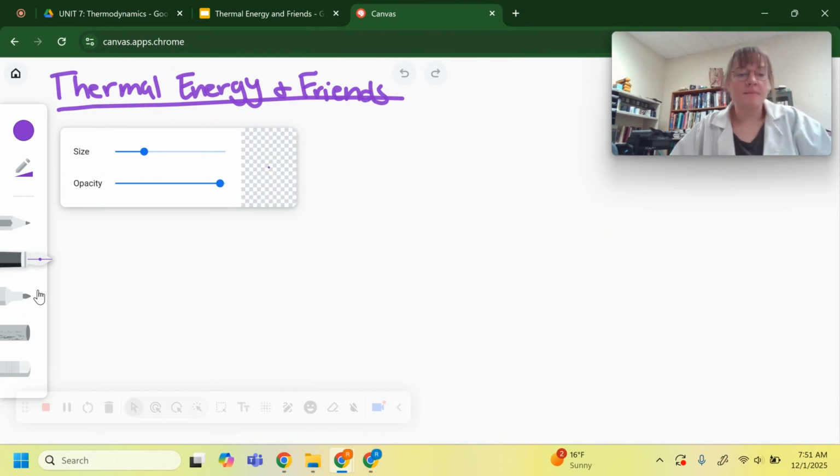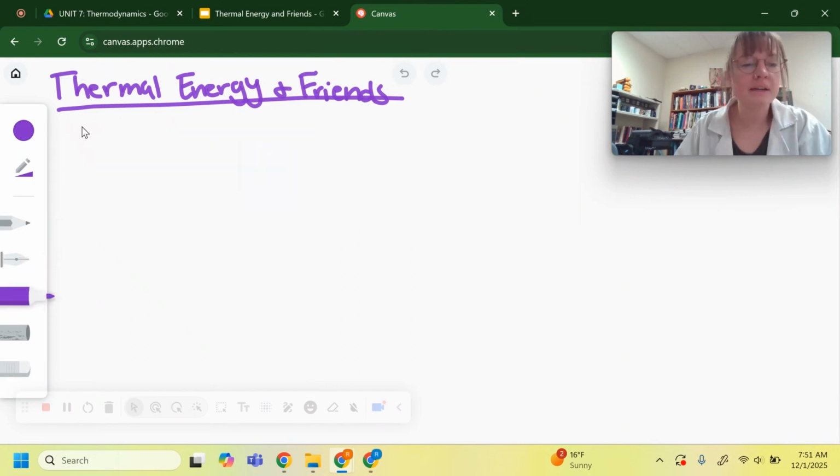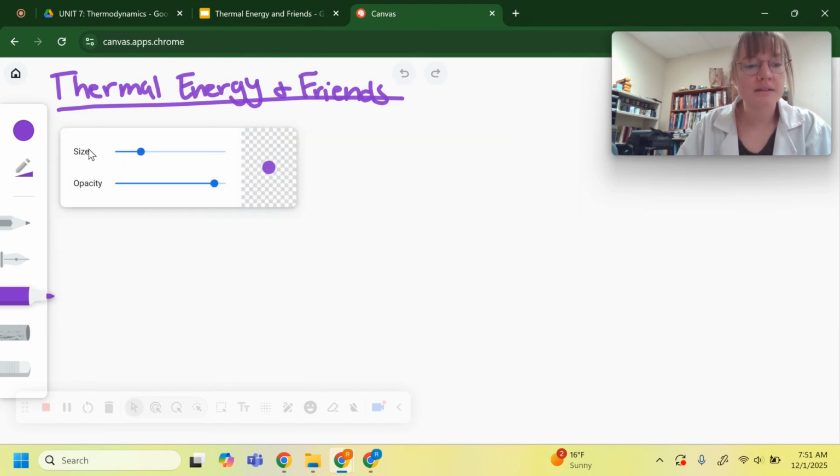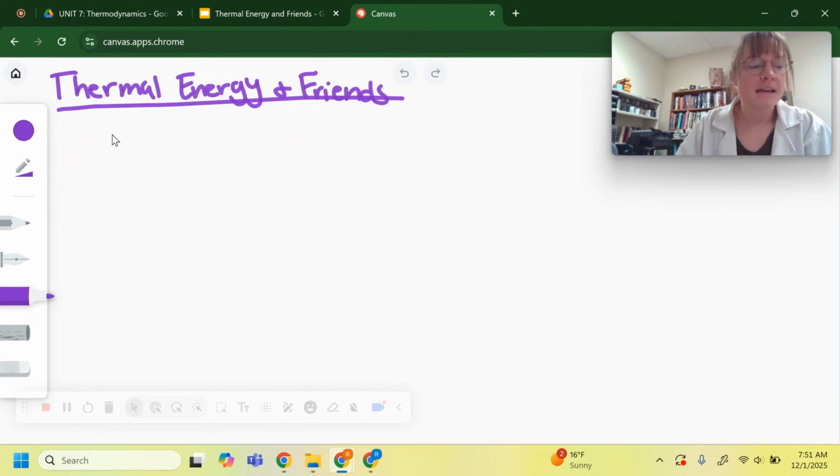Okay, here we go. Let's talk about our 3 units of temperature. Why is this still big? Don't be massive, please. Okay. Temperature we can measure in Fahrenheit. We can measure in Celsius. And we can measure in Kelvin.